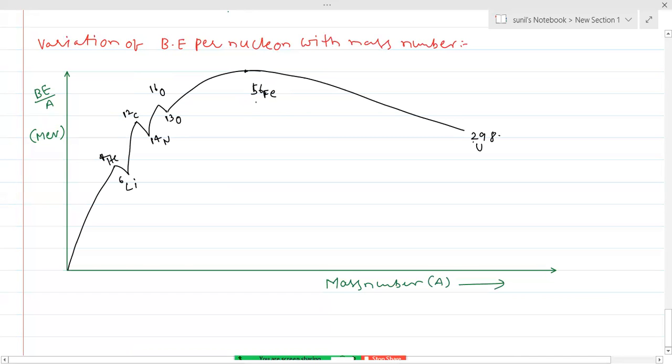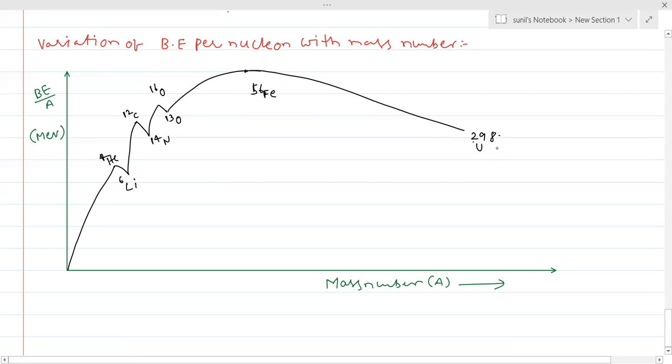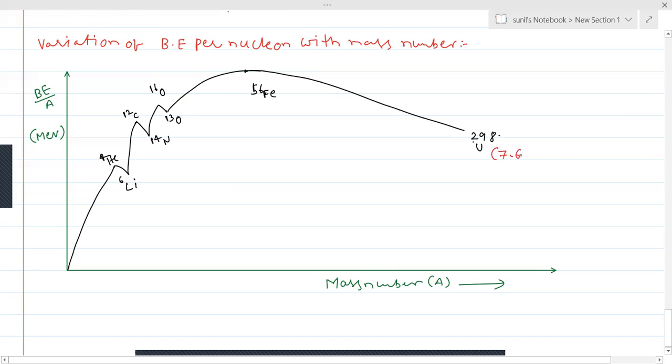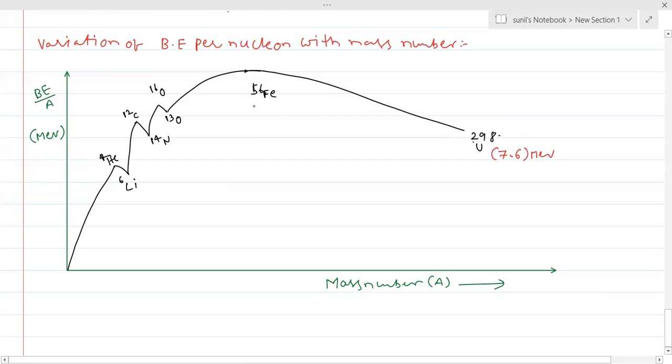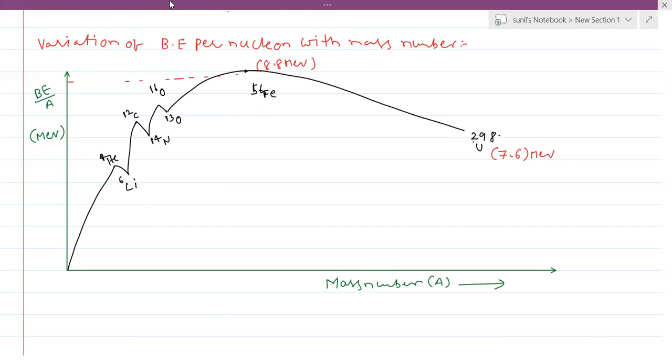Here we will understand the various binding energies per nucleon of the system. When we think of uranium, this is very important, 7.6 MeV. And for iron, generally this is the maximum, with a value of 8.8 MeV. So this binding energy per nucleon value is 8.8 MeV. Now we will analyze this graph and see what things we can understand from it.